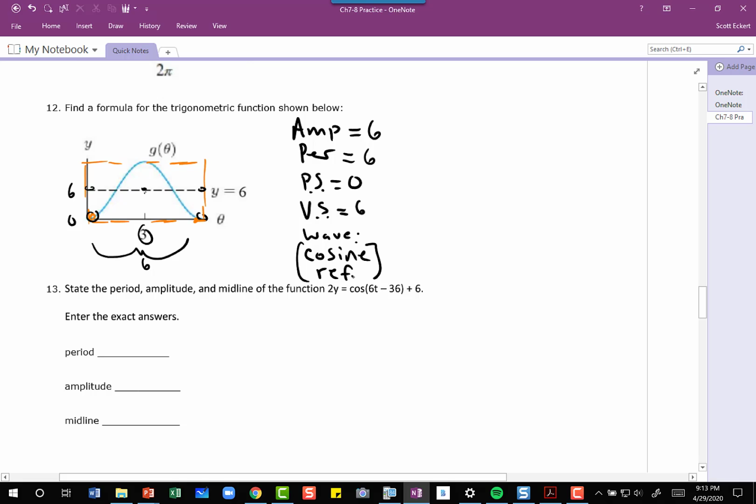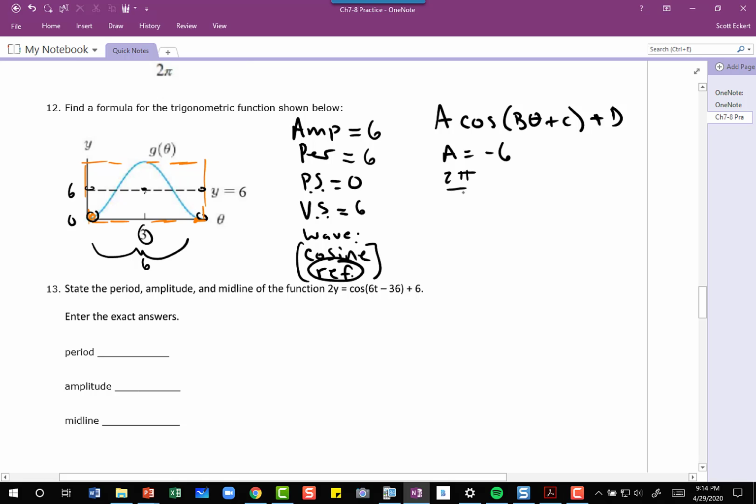Okay, so here's what we're after. A cosine of B theta plus C, plus D. That's what we've got to track down. Okay, so the amplitude is 6, but there is a reflection, so that means A equals -6. The phase shift is 0. The period is 6. Let's do period and translate that into B.